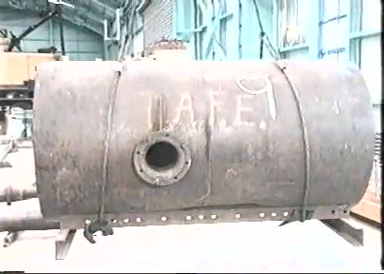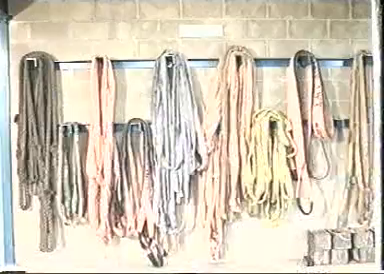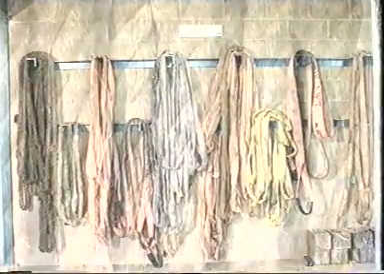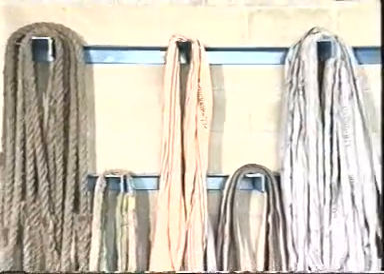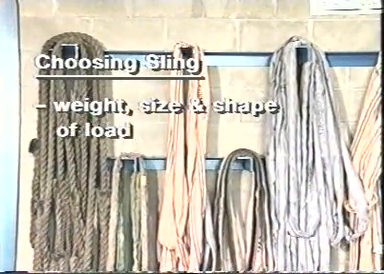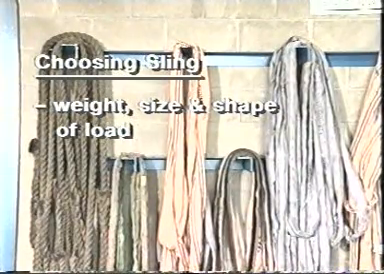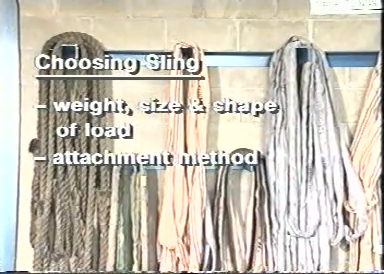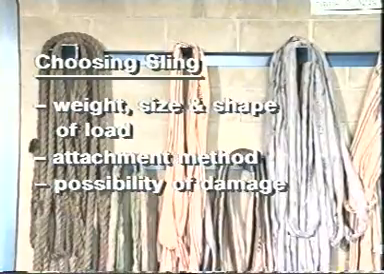The common types of lifting slings are chain slings, wire rope slings, and fibre slings. Fibre slings will be either natural or synthetic. The type of sling selected should take into account the weight, size and shape of the load, the attachment method, and the possibility of damage to the load or slings.